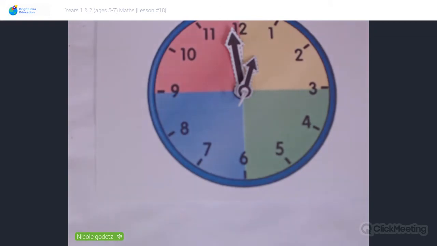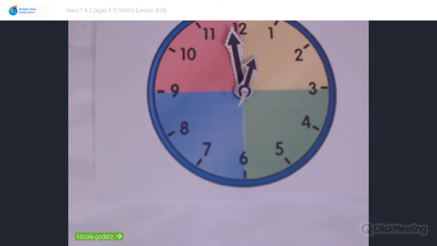Which hand is moving more quickly around the clock? The short hand or the long hand? The minute hand, exactly. So tell me, how does that hour hand move?